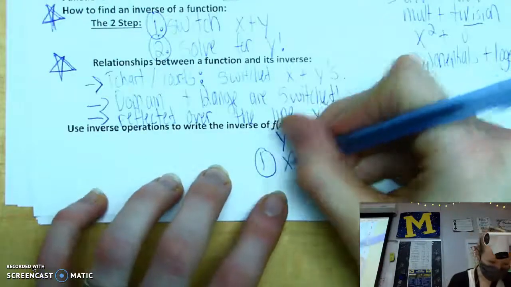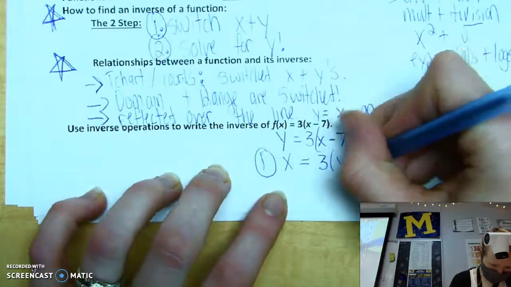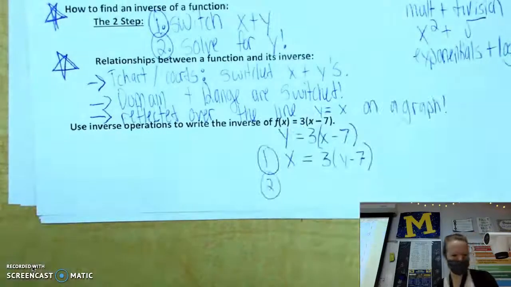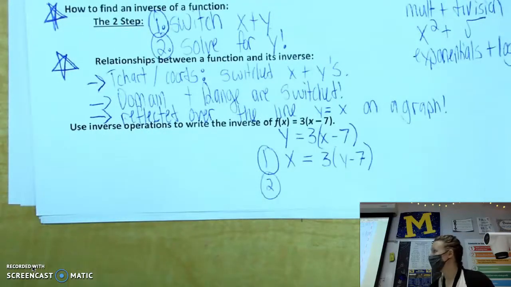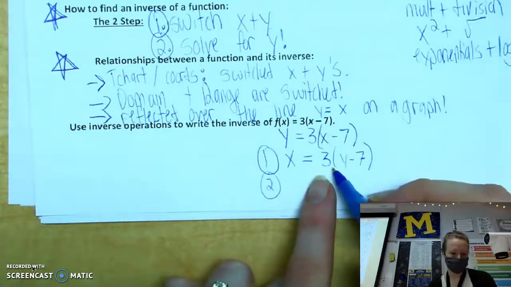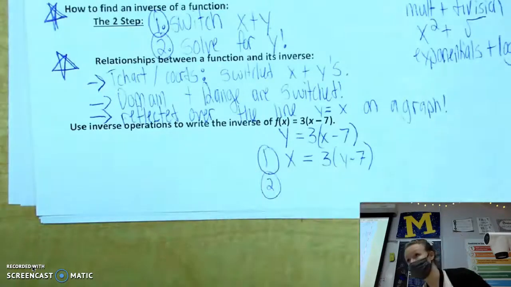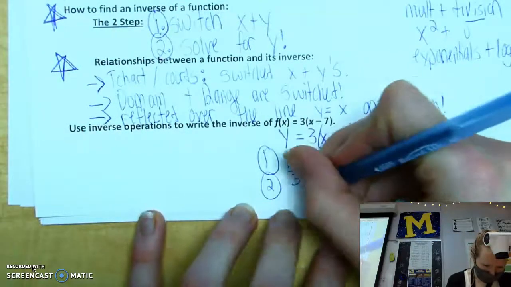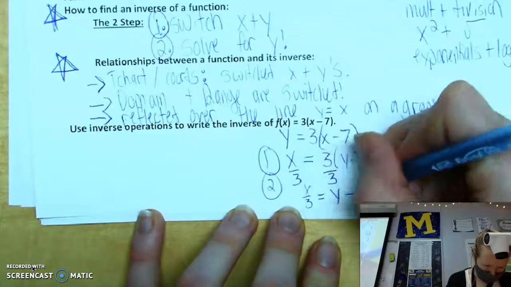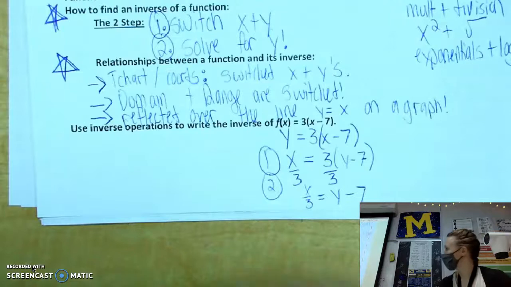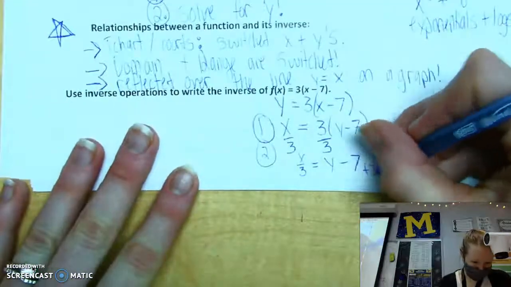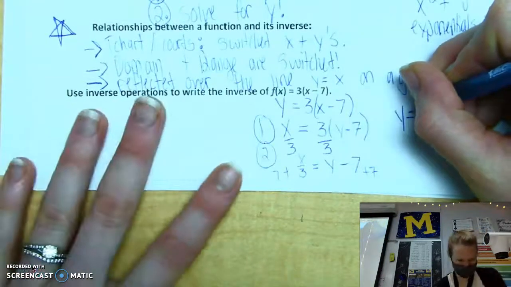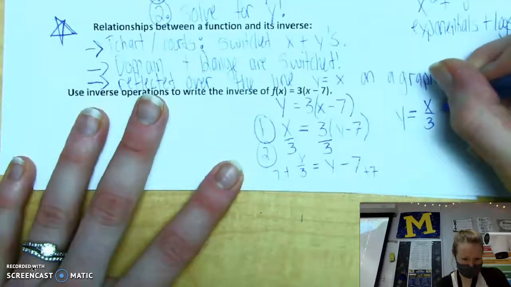So what am I going to do? I'm going to switch where my x and my y are. And then step two, I've got to solve for y. Using inverse operations, I'm probably going to divide that 3 out first. I need to move that 3 to the other side to get x over 3 equals y minus 7. In order to get y by itself, I need to add 7 to both sides. So I'm going to get y equals x divided by 3, and then I added 7.